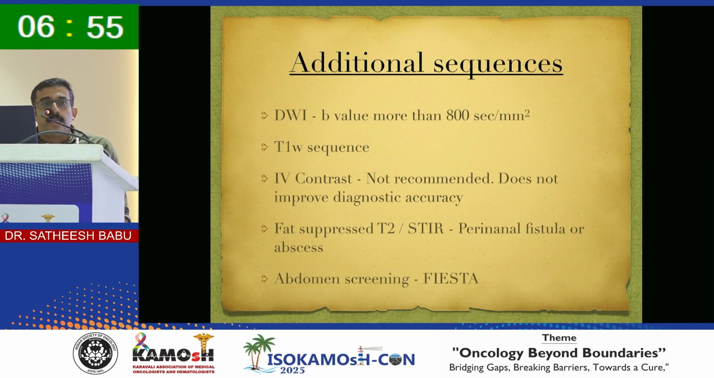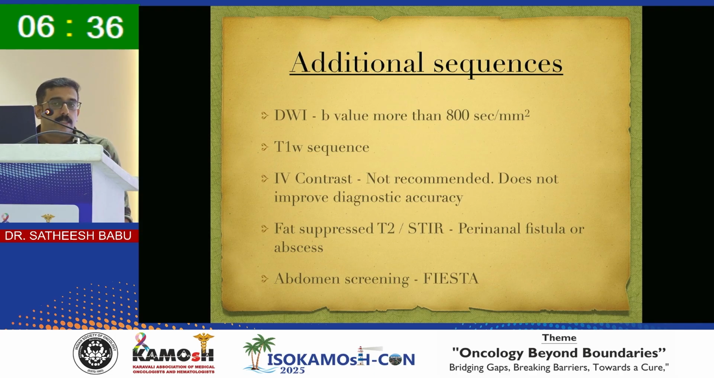Another condition is where there is a mucinous tumor of the colon or rectum. Fat, as you know, is white in T2, and a mucinous tumor will also be white in T2. So you will not be able to differentiate between the tumor and the fat. In such cases, the fat suppressed sequence will help.